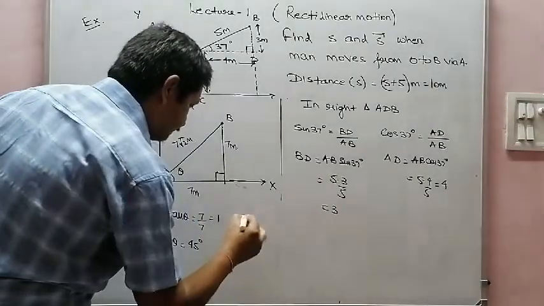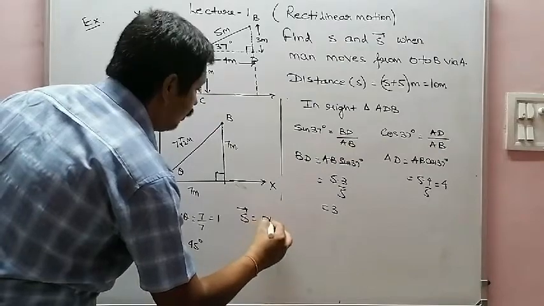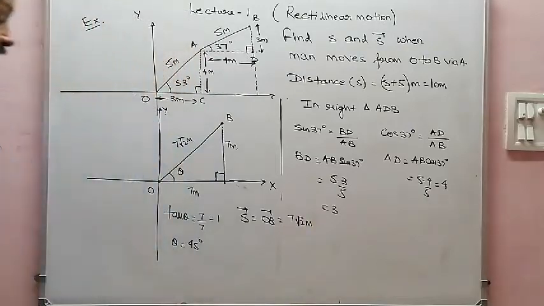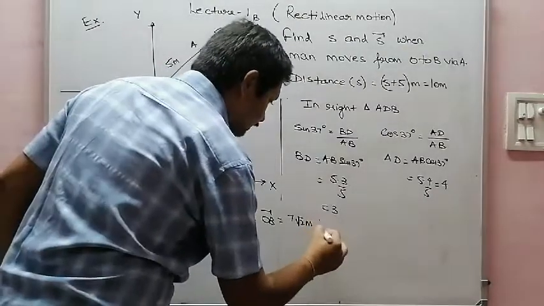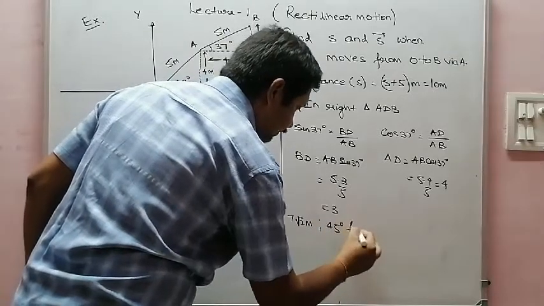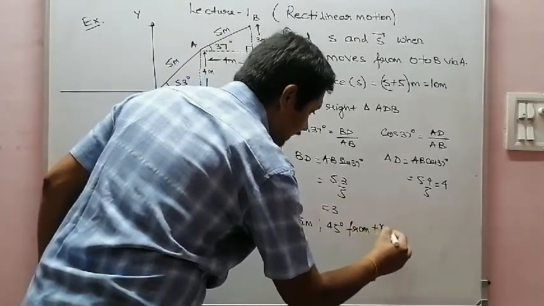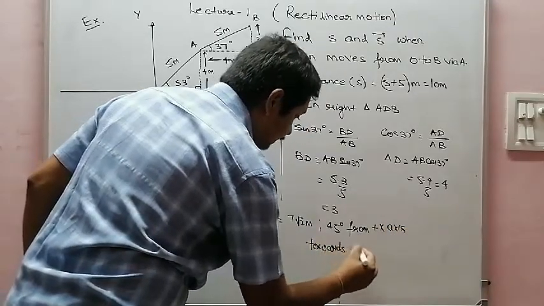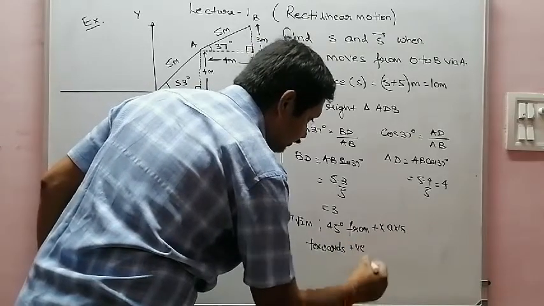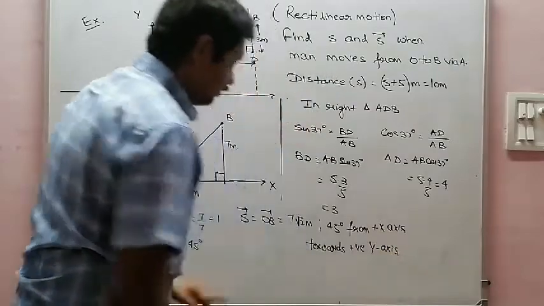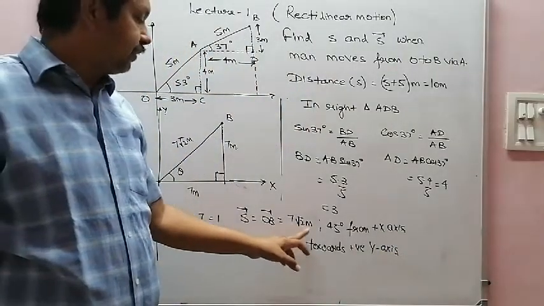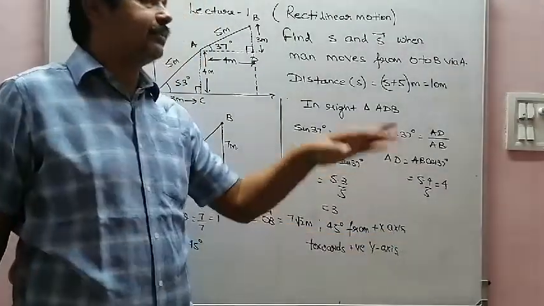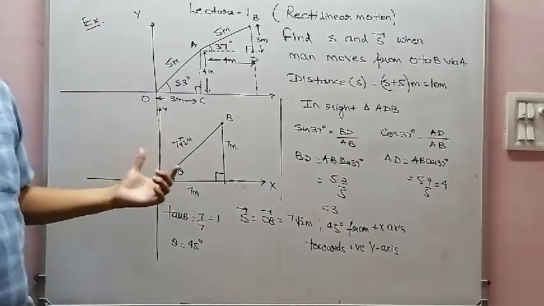So displacement, that is OB vector, is 7 root 2 meter. The magnitude becomes 7 root 2 meter, and direction is 45 degree from positive x-axis towards positive y-axis. So displacement OB vector becomes 7 root 2 meter as magnitude, and direction is 45 degree from positive x-axis towards positive y-axis. So this was the displacement and distance.